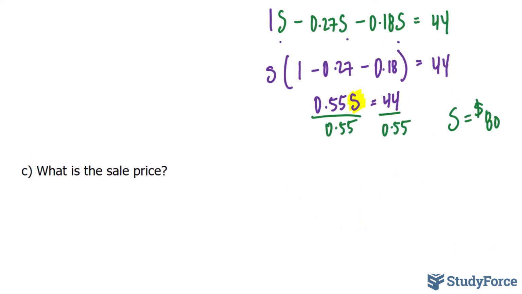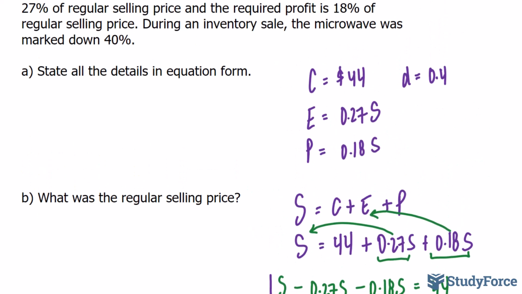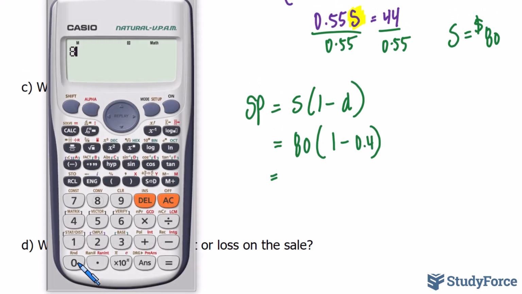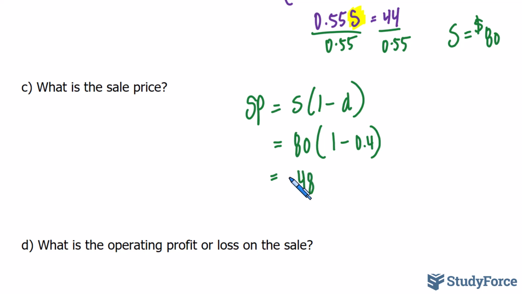So in question C, what is the sale price? Remember this formula. Sale price is equal to S times 1 take away D. We just found our selling price. We'll replace S with 80. 1 take away our discount, if we go back to our summary in A, is 0.4. Now we can find our discounted price. 80 times 1 take away 0.4, and that's 48. So this is on sale for $48.